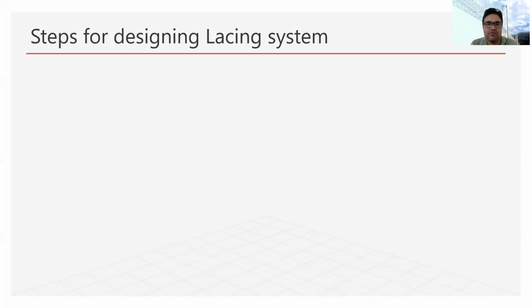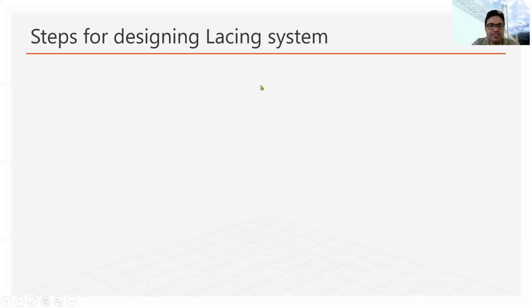Hello, welcome back. So in this part, we are going to discuss the steps that we are going to follow for designing lacing system. So till now, we have seen the general requirements of the lacing system. Then we have seen the design considerations that we have to consider while designing the lacing system. Now in this part, I will be discussing the various steps that we are going to follow to design the lacing system in the built-up column.